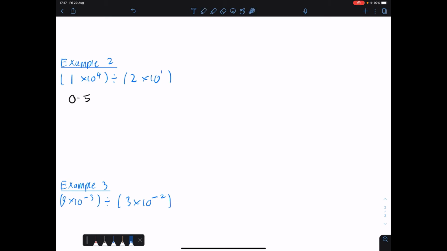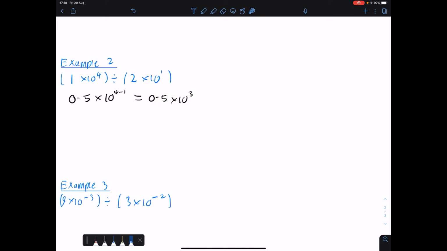Now we need to address the powers of 10. So what is 10 to the power of 4 divided by 10 to the power of 1? Well, that is just equal to 10 to the power of 4 take 1. We subtract those powers from our laws of indices. So this would be equal to 0.5 times 10 to the power of 3. But notice, again, this 0.5 is not a number between 1 and 10, so it is not in standard form. So we need to manipulate this equation to make it in standard form.